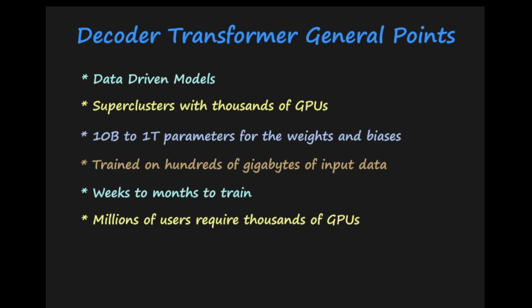I thought I'd relate some general points about decoder transformers, especially the large language models such as ChatGPT. In this video, I want to discuss the nuts and bolts of the flow logic of a decoder transformer, but I thought it would be worthwhile looking at other aspects that are required to implement the model so that you can better understand the scope of these models.